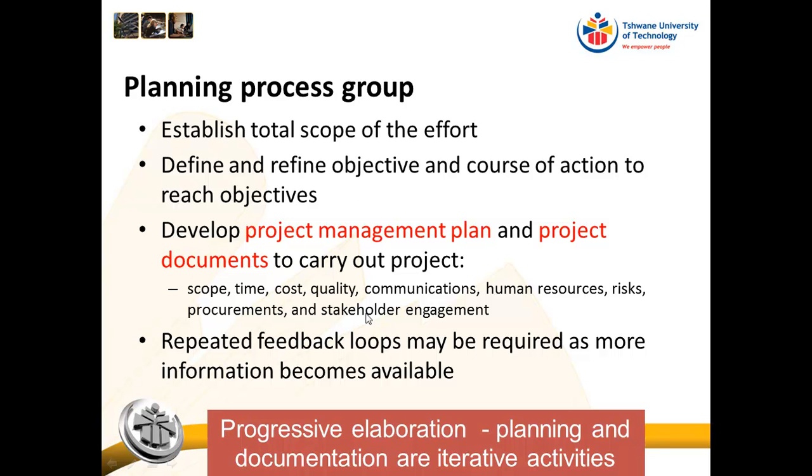So in the plan we have to address how we are going to do all of these things that are listed. And then repeated feedback loops may be required as more information becomes available. Remember, we said when we spoke about the process groups that there can be iterations between the planning and the executing process group. Right, and so what we do is we use progressive elaboration. So planning and documentation are iterative activities.